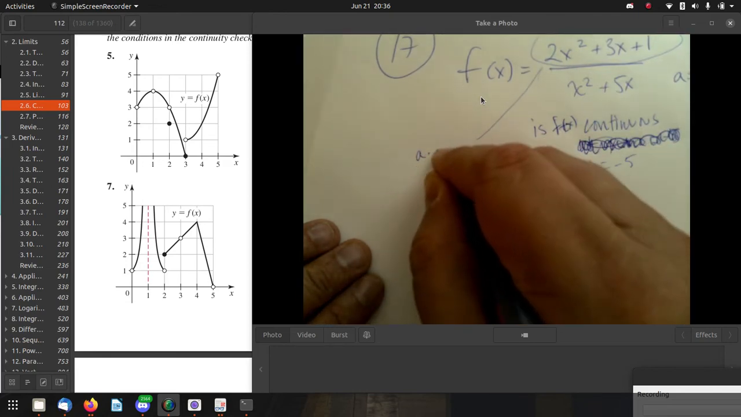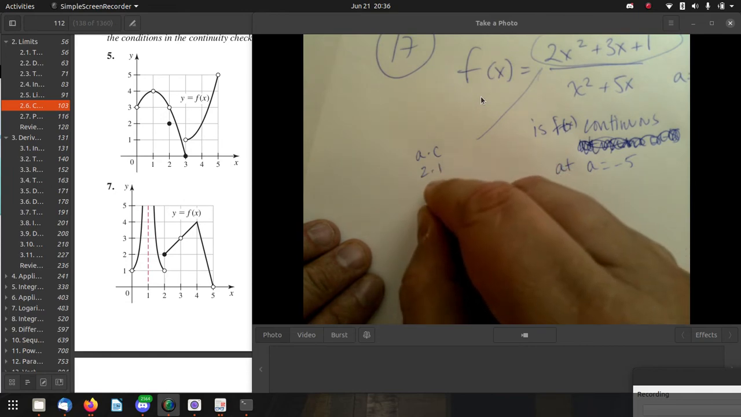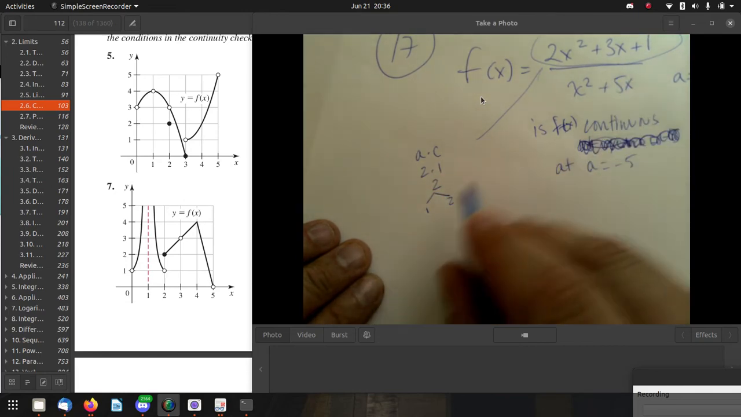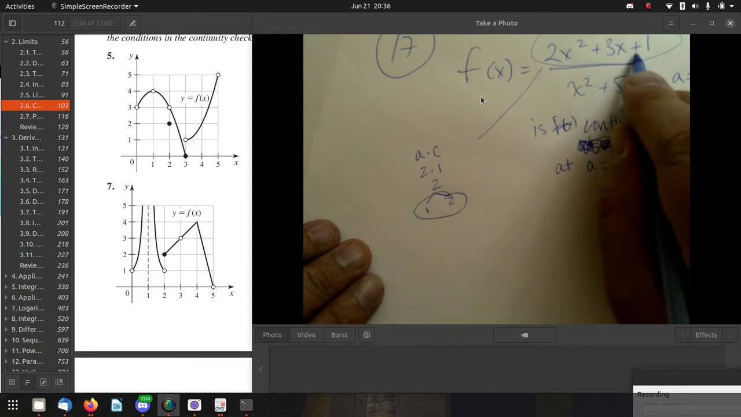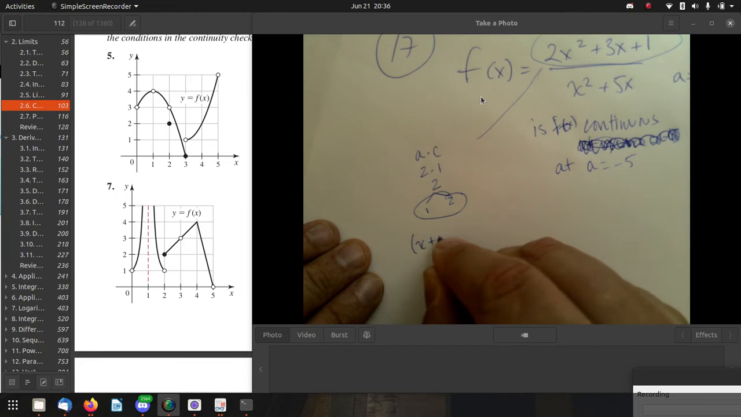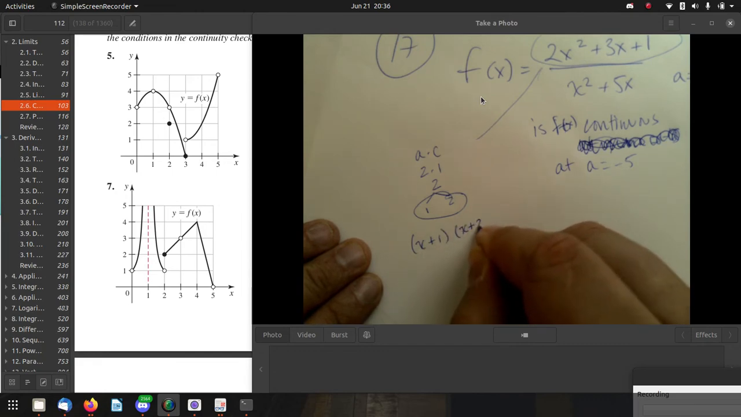Remember, you want to go a times c, which is 2 times 1. The factors of 2 are 1 and 2. We want the ones that add up to be 3. That's these two. We want the sign pattern to match. That's going to be positive all the way around. So we start with x plus 1 and x plus 2.